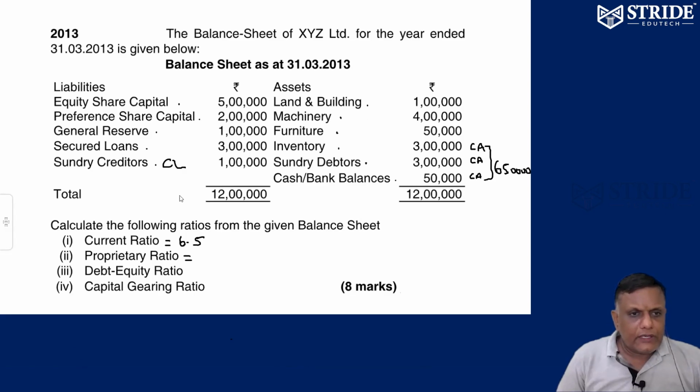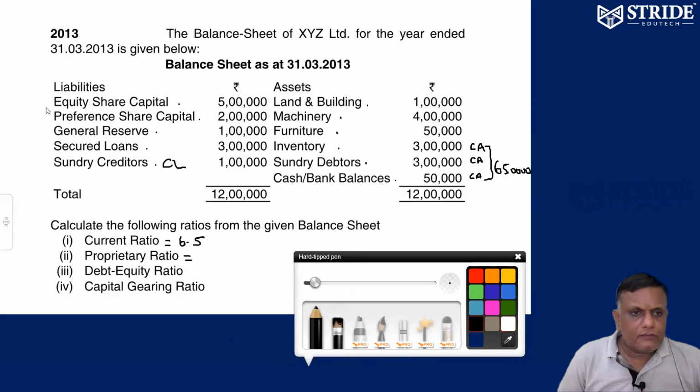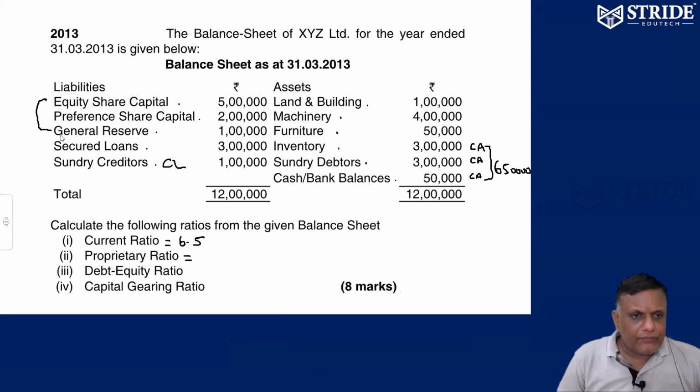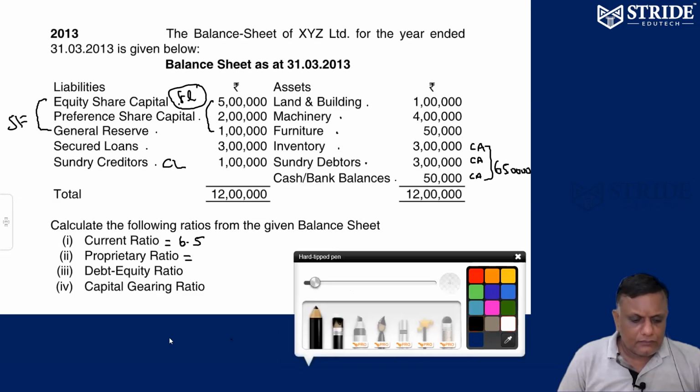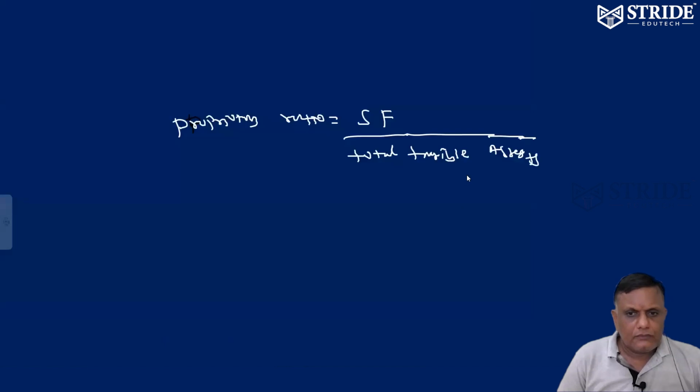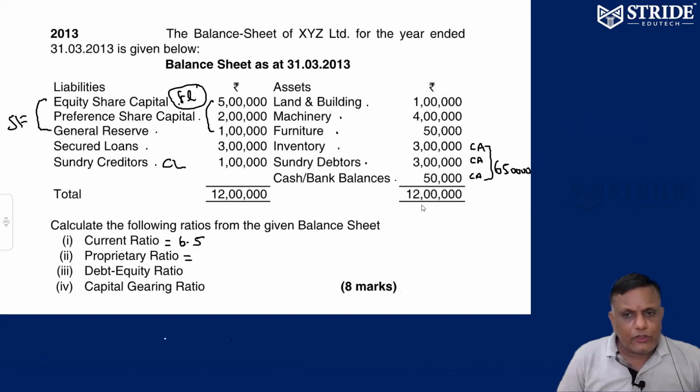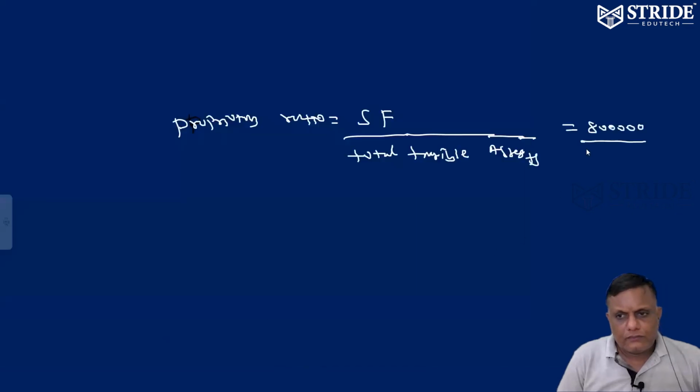Shareholder funds are these three: equity capital, preference capital, and general reserve. So 5 lakh plus 2 lakh plus 1 lakh, 8 lakhs. So 8 lakhs equals proprietary fund, shareholder funds. Total tangible assets equal 12 lakhs. So 8 lakhs by 12 lakhs.